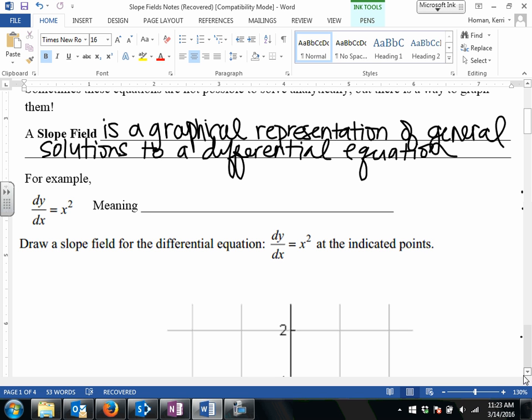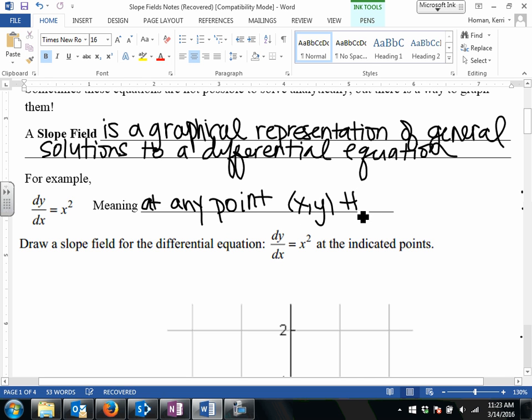So first, let's look at dy dx equals x squared. I know that we can solve this, and that's why I chose it as our first example. But what does it mean? If dy dx equals x squared, how would you describe that to somebody? What does the derivative represent? At any point, the slope is x squared.